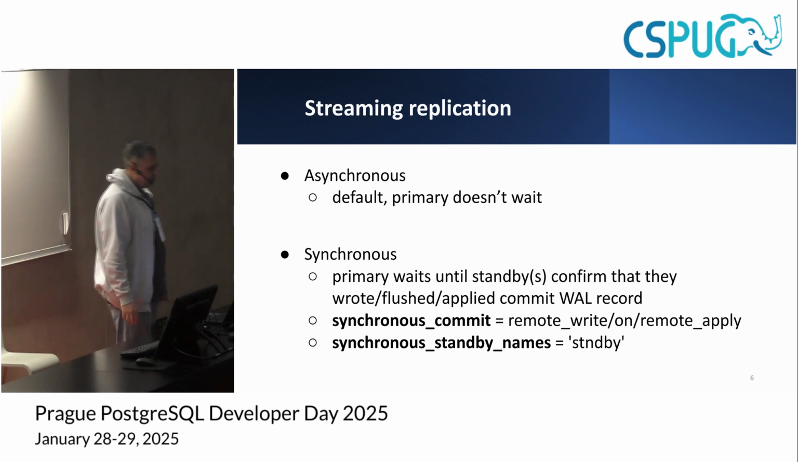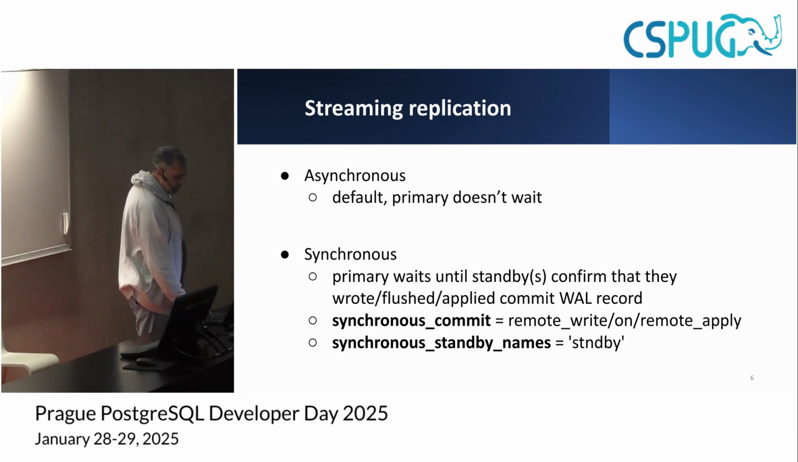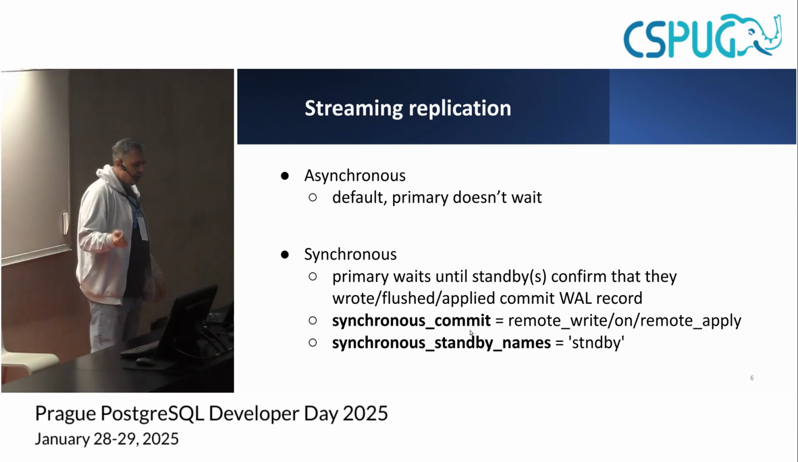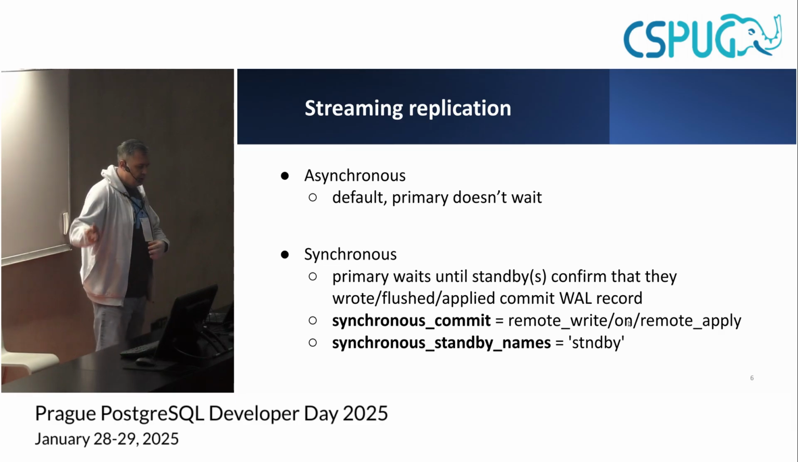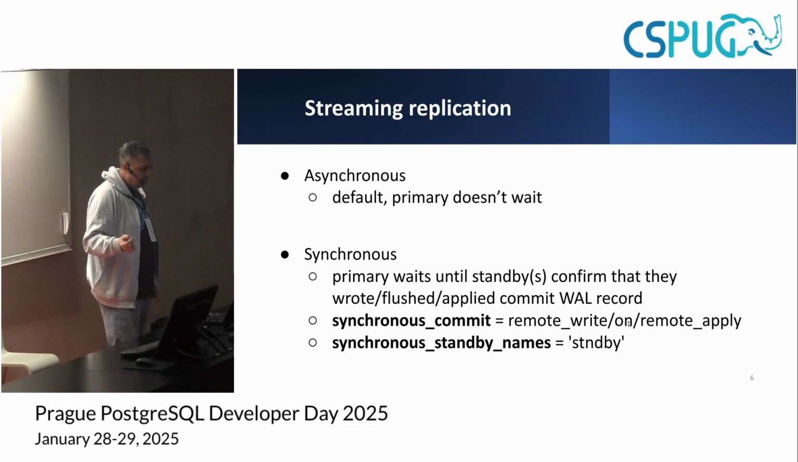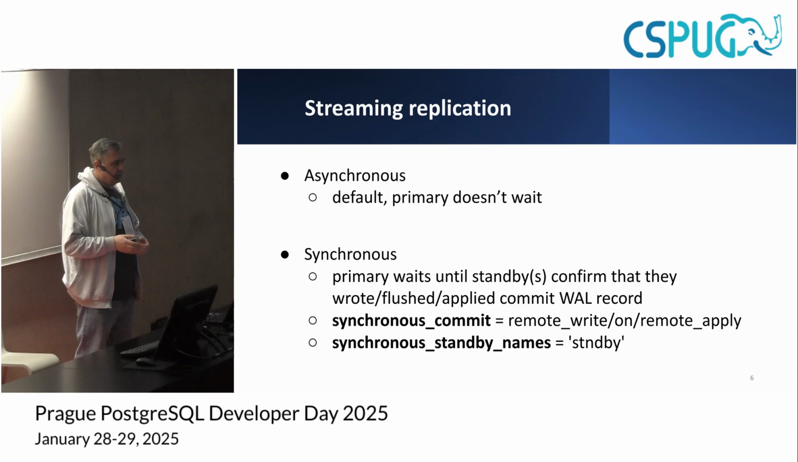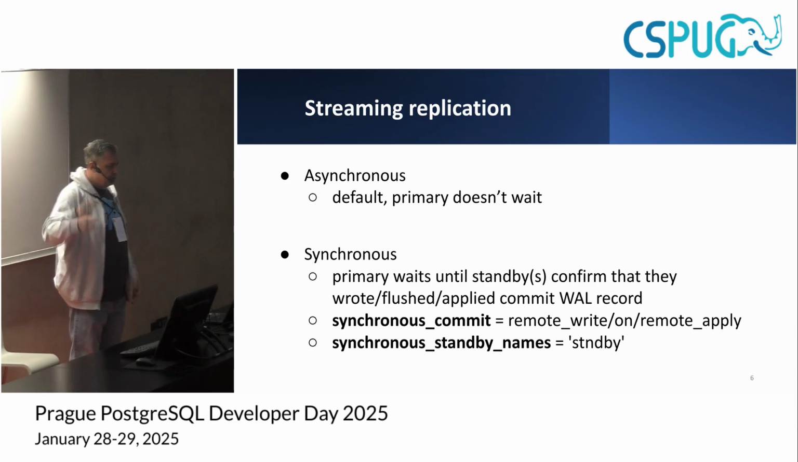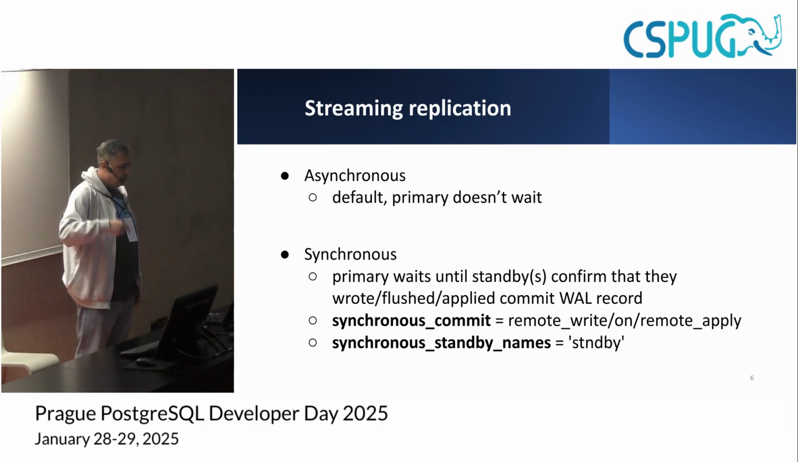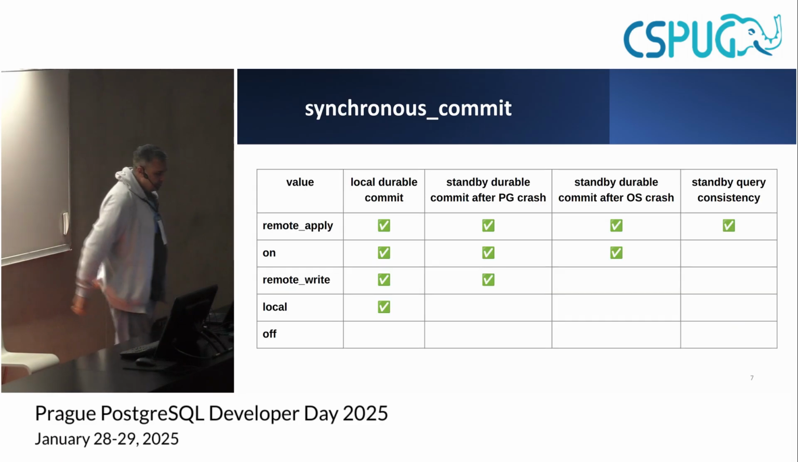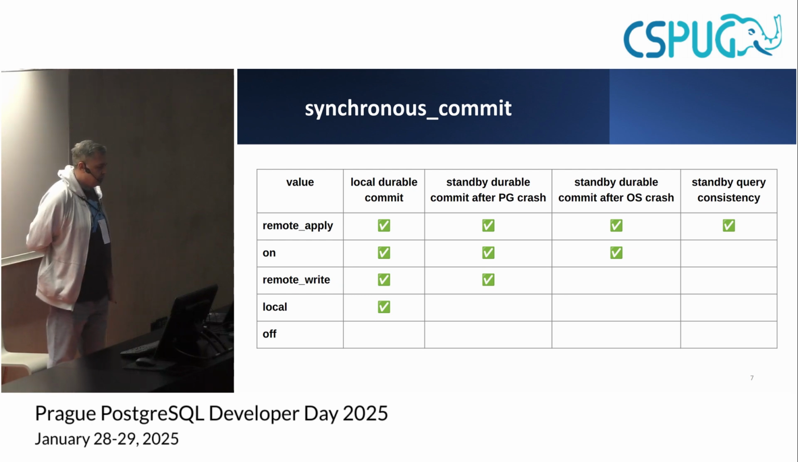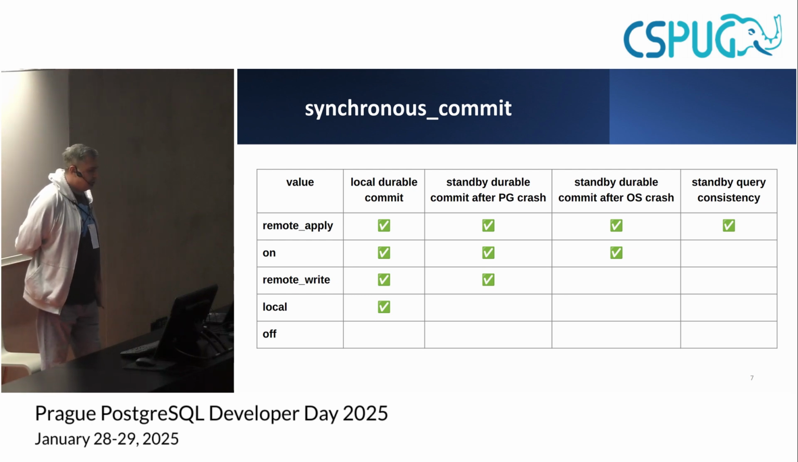And there are two configuration parameters in Postgres that control this behavior. One of them is synchronous_commit, and in order to enable synchronous standby, you should be using one of three possible values: remote_write, on, or remote_apply. And in synchronous_standby_names, you need to list standby nodes which you want to get feedback from before a transaction is considered committed. Let's take a closer look at those configuration parameters.